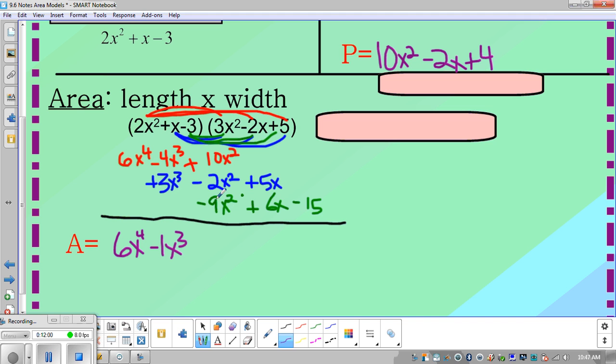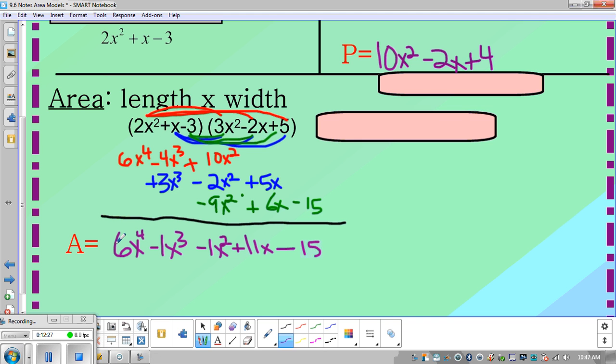I'm going to add my negatives first for my x squared. That's -11 plus 10 leaves me with -1x squared. The x's are pretty basic. 6 plus 5 is 11x. And then there's only one constant that does not have to be combined with anything, minus 15. So we are ending with a 4th degree polynomial with a leading coefficient of 6.